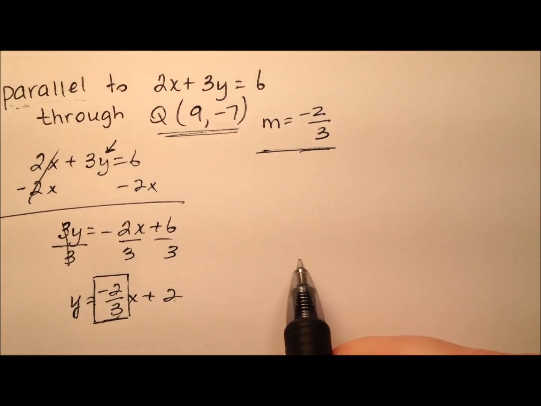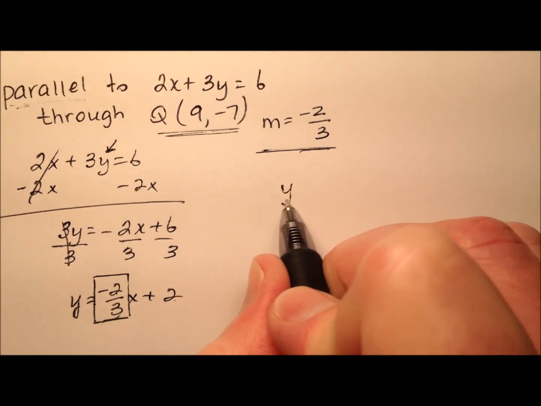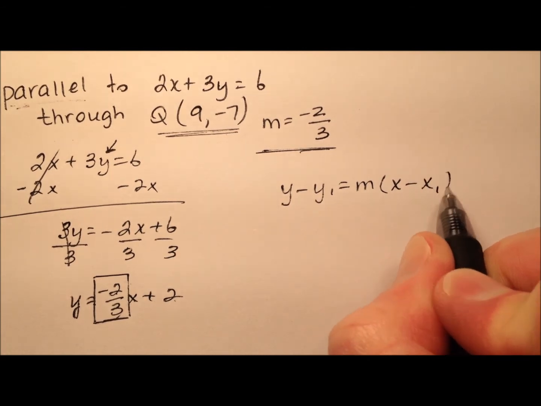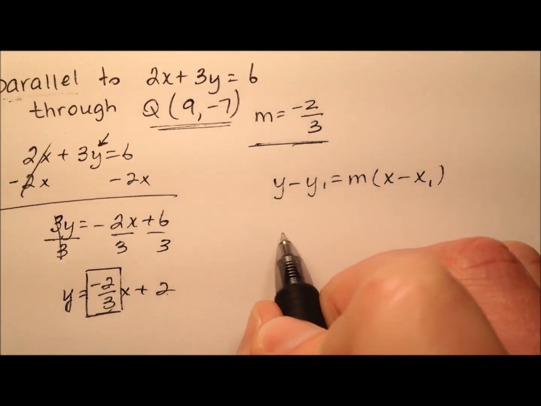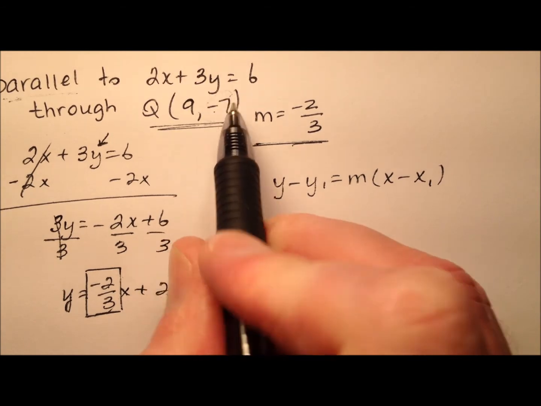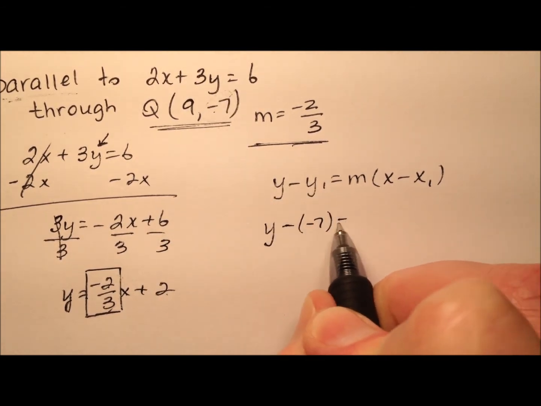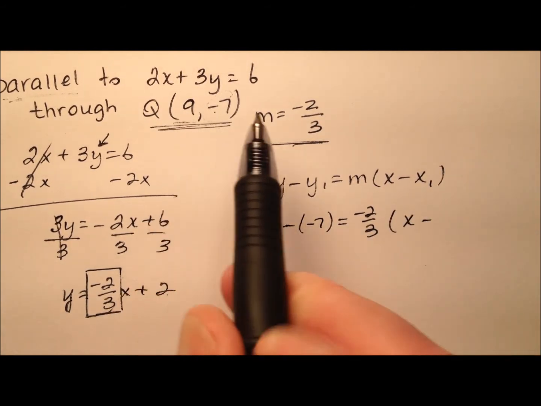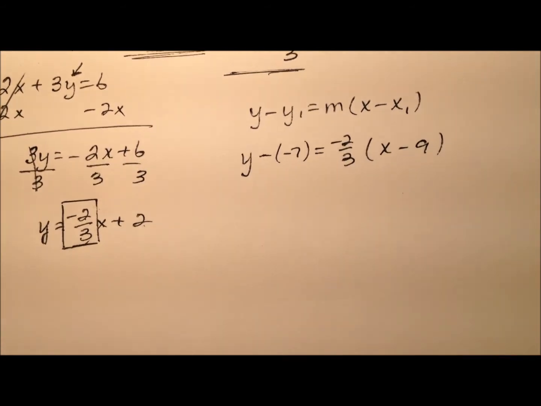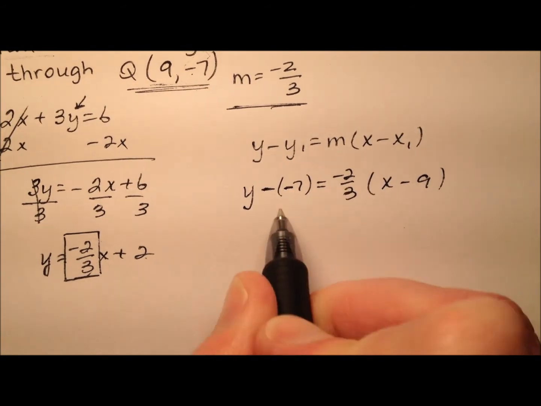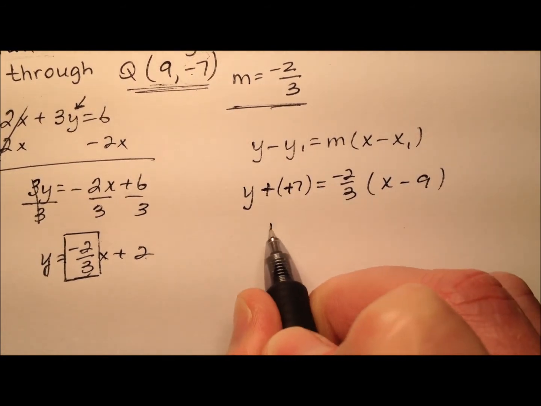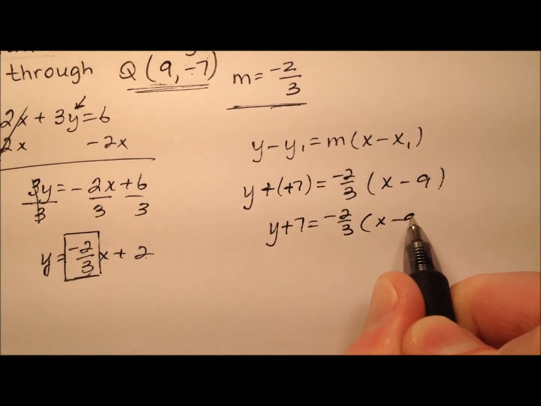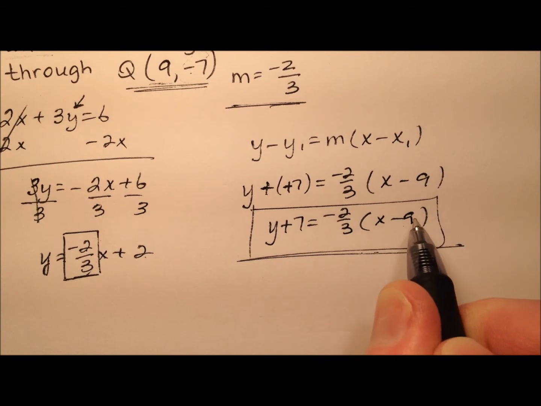We'll start by writing it in point-slope form. So y minus the y-coordinate equals m times x minus the x-coordinate. So it'll be y minus negative 7, since we have negative 7 for the y-coordinate, equals the slope, which is negative 2/3, times x minus the x-coordinate. Here I have the subtraction of a negative, so I'm going to make that a positive: y plus 7 equals negative 2/3 times the quantity x minus 9.